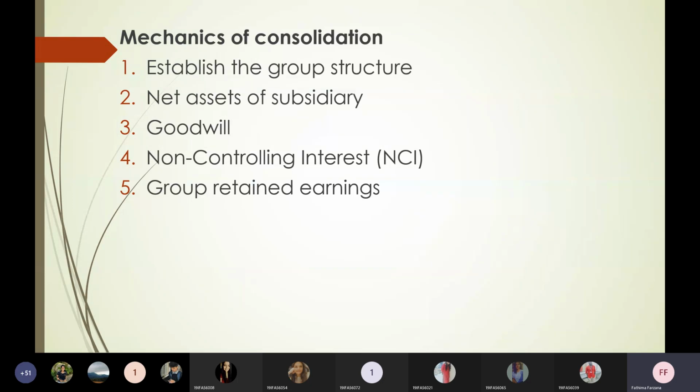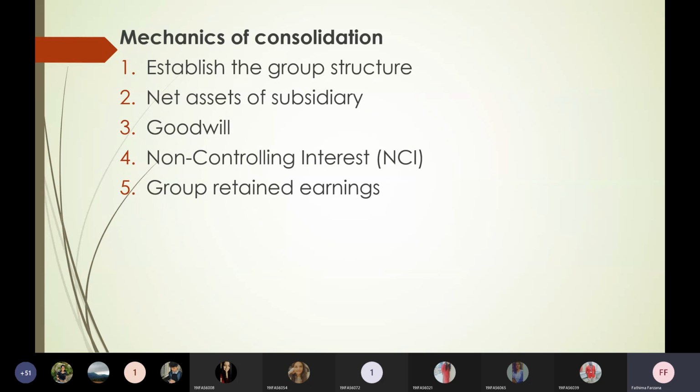So let us assume ABC and XYZ. ABC is a parent company and it is holding 75% in XYZ. So remaining 25% of the shares, who is holding? Some other shareholders. A collection of many shareholders will be there. So altogether, we'll call them non-controlling interest. Okay. Other name, previously we used to call them minority interest. Now we call them non-controlling interest. Only the name differs. Okay.